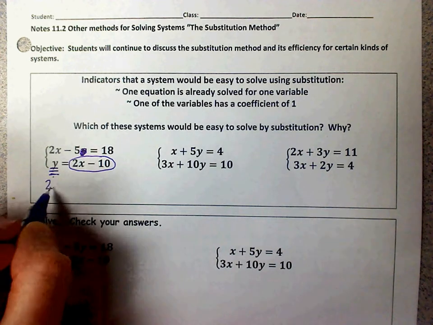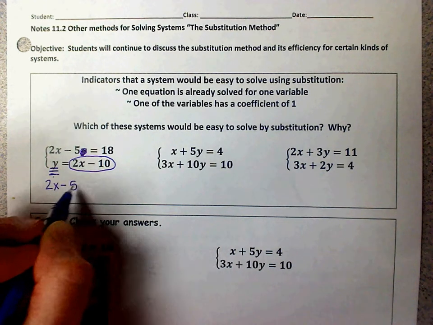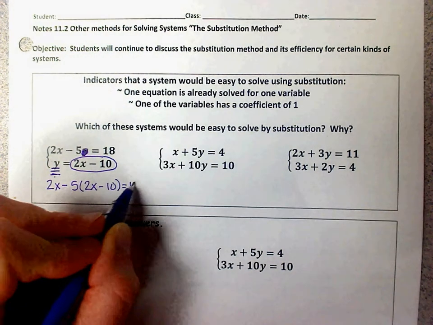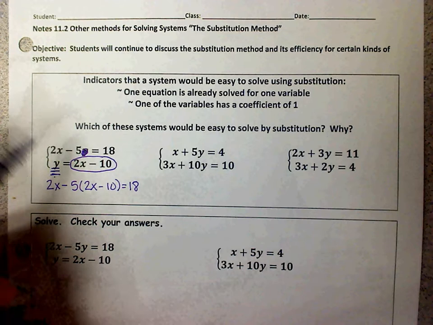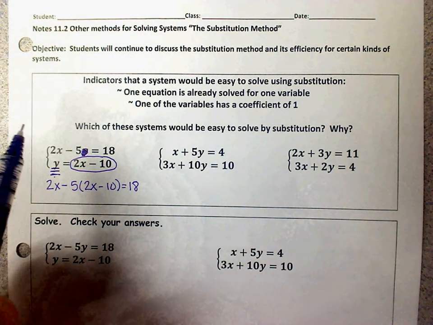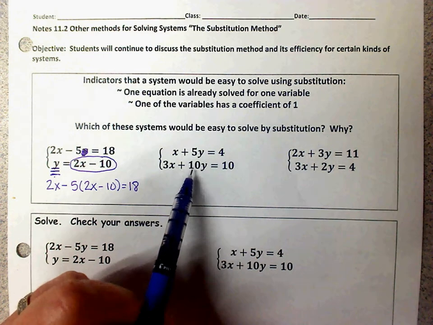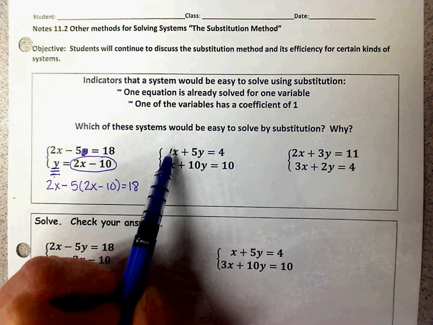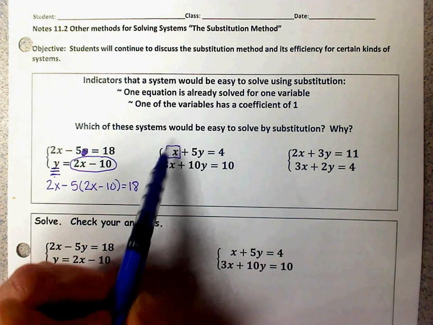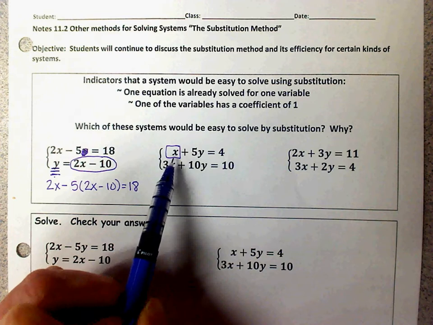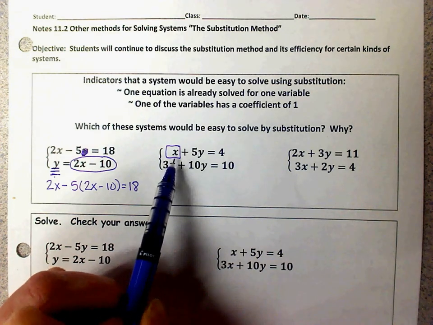So it would become 2x minus 5 times 2x minus 10 equals 18. And then we would solve it. Okay, right here, this one could be solved by substitution also, because you have a variable that has a coefficient of 1. And so how would you solve this to get x by itself?